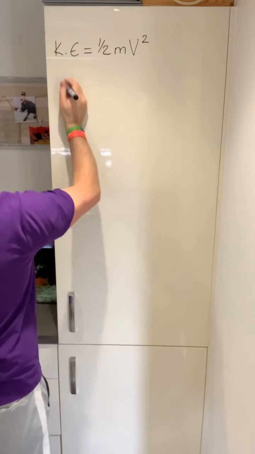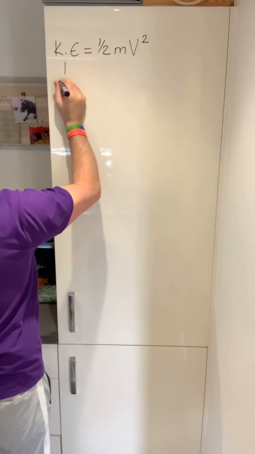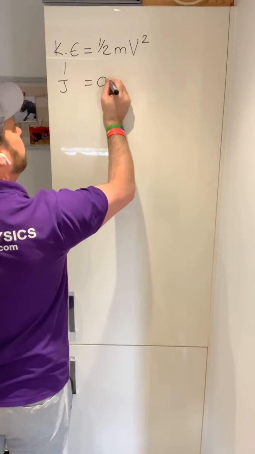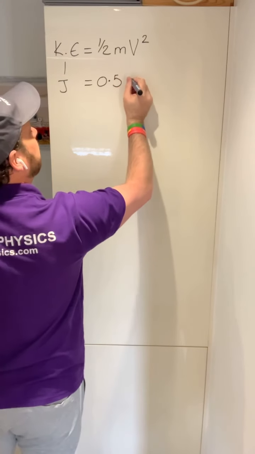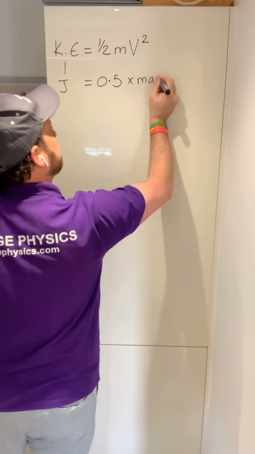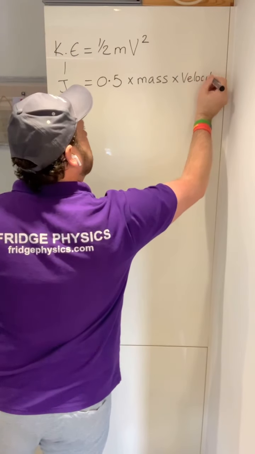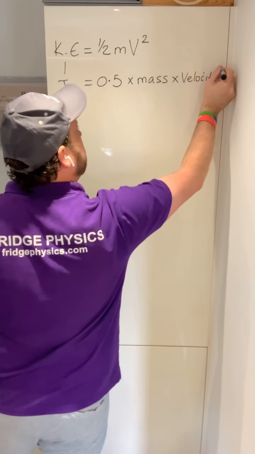Energy is measured in the joule, which is J. Then we have half, so it's going to be 0.5. It's easy to turn it to a decimal, times by the mass, times by the velocity. And we need to square that in this equation.